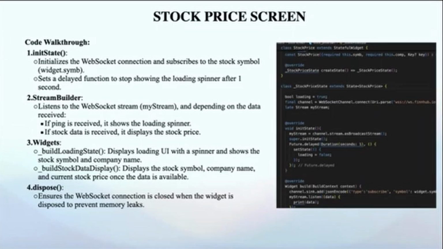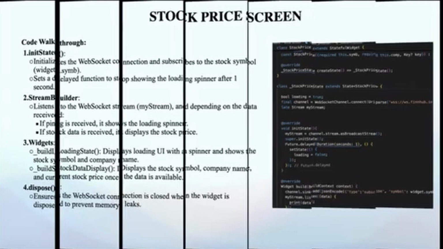So coming on to the widgets, it has two functions. One is buildLoadingState, and the other is buildStockDataDisplay. In the first function, we display the UI with the spinner and the stock symbol and company name, and the stock data display has the stock symbol along with the company name and the current stock price. And later we have the dispose. When the WebSocket connection is closed, we need to ensure that the widget is disposed to prevent memory leaks.